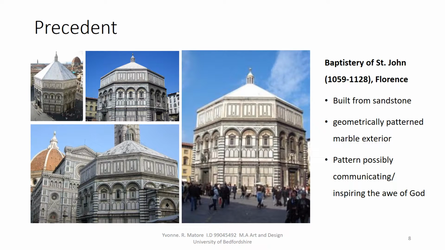In my precedent study, I pursued this line of inquiry and looked at examples of patterns that are intrinsic to the structure of the building. My favorite example is the Baptistry of St. John, which was finished in 1128 in Florence. And I like this one. Now, this particular design is built from sandstone on the inside, and then it's got a geometrically patterned marble exterior. Now, without the marble exterior, the baptistry isn't what it is. It isn't as grand or as beautiful or as stunning as it is.